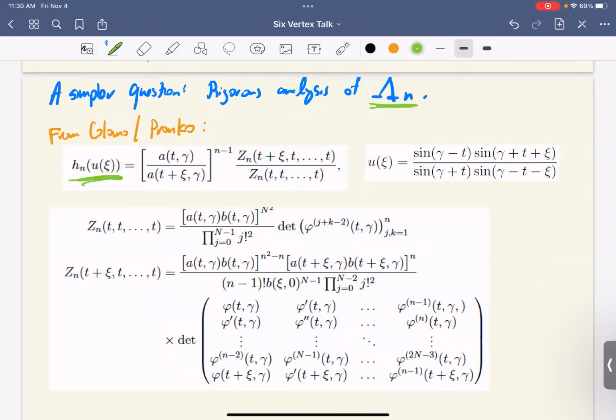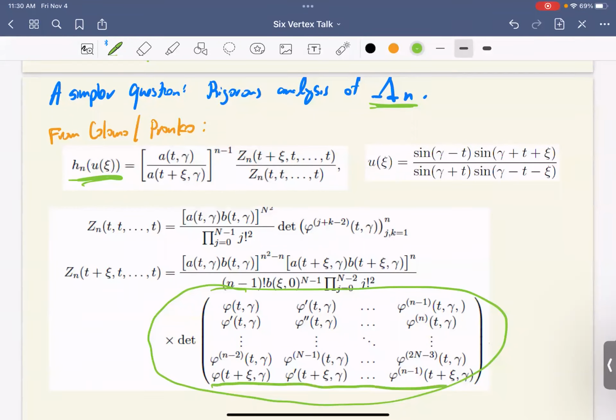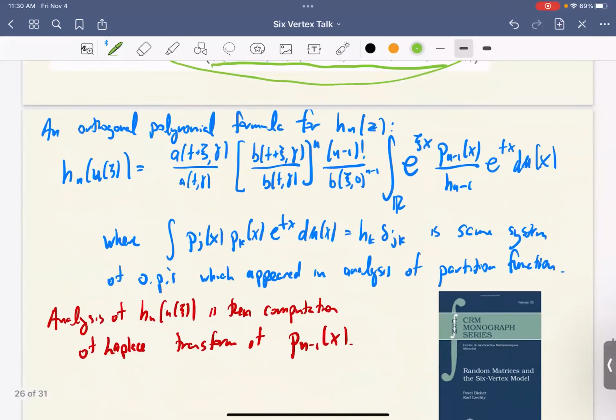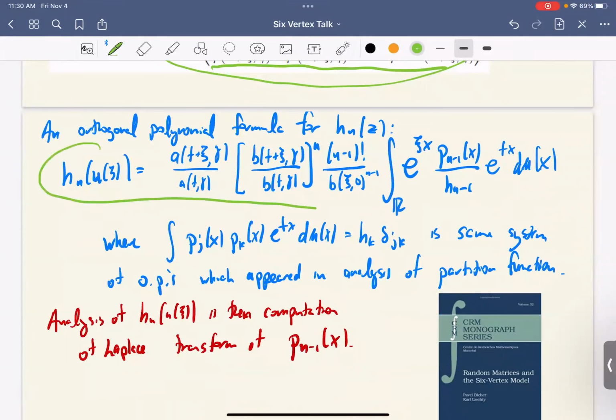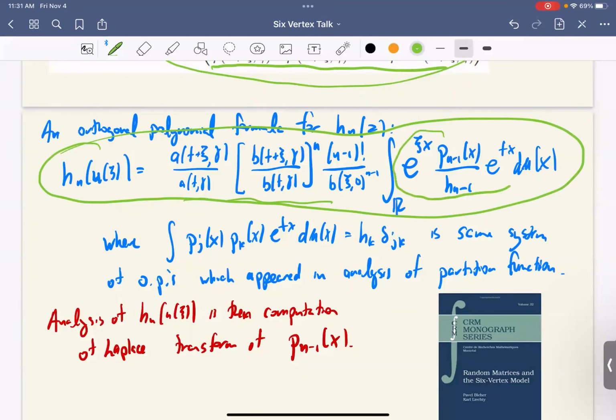Here it is. It's a determinant very similar to the determinant which gives the partition function, which we can understand in terms of orthogonal polynomials. The only difference is the last row is different. But we can still understand this in terms of orthogonal polynomials. So here's a formula for the generating function for that lambda n in terms of orthogonal polynomials. It's something really explicit times the Laplace transform of these same polynomials that appear in the analysis of the partition function.